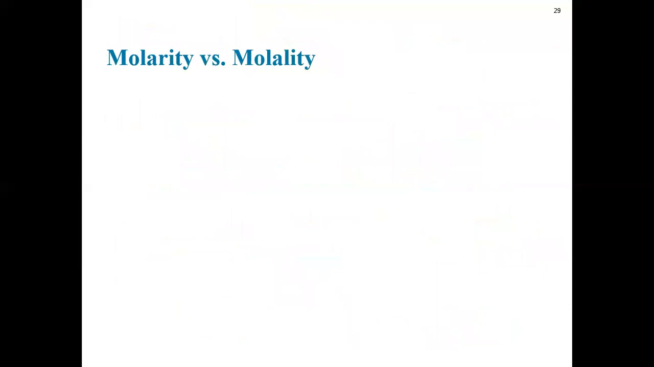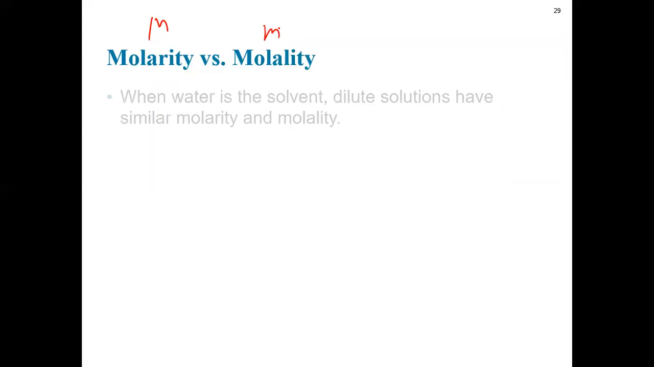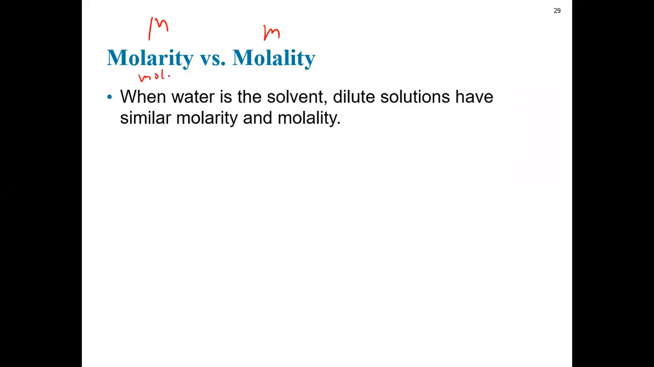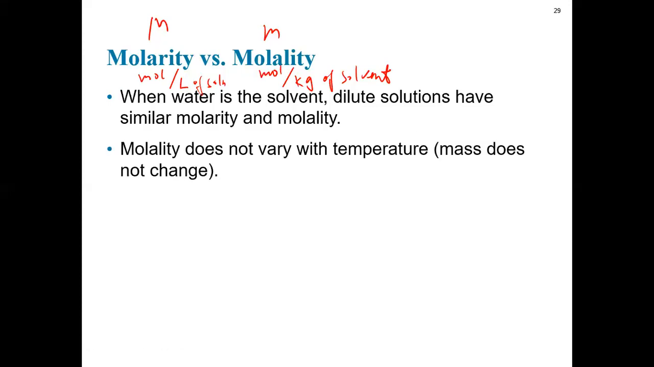All right, so if you compare our molarity, the capital M, with the little m, you will see the difference is this is moles over liter of a solution, this is moles over kilogram of a solvent. So here the volume, and there's a kilogram, and so that's one difference. And also, for a water solvent, dilute solutions have a similar number for capital M and little m. If your solution is very dilute, the numbers are very similar. But conceptually, it's still different.